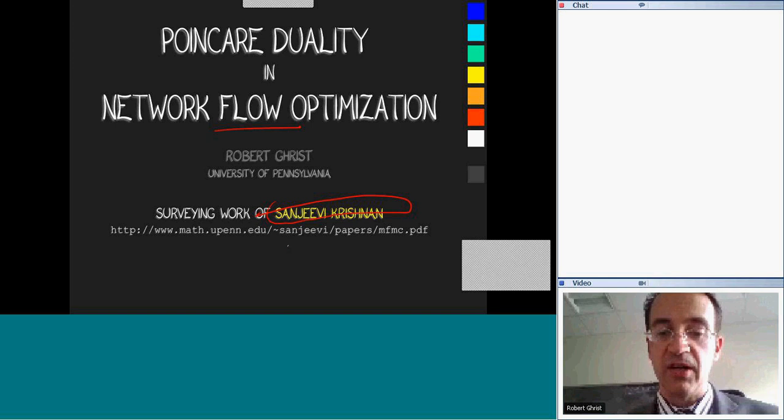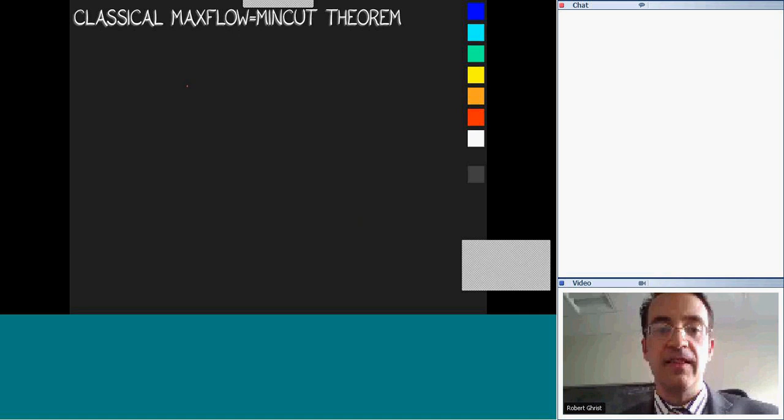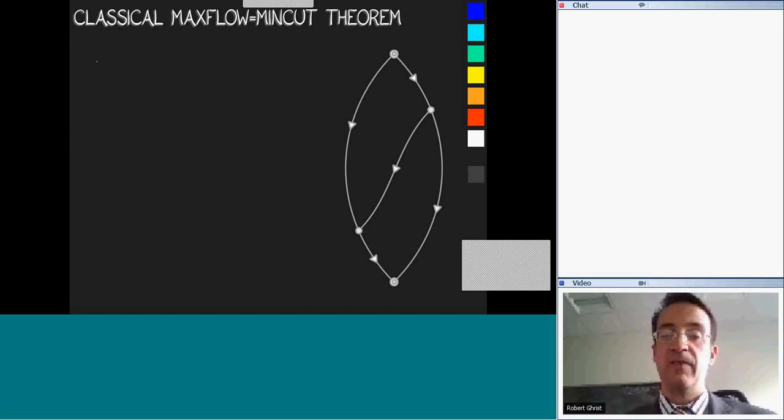What I'm going to be doing is talking about a recent paper that KRISHNAN has put on his website. You can find it here. You can also find it showing up on the archive as of tomorrow concerning workflow optimization. Look with the classical result that inspired this. This is the MAXFLOW-MINCUT theorem.